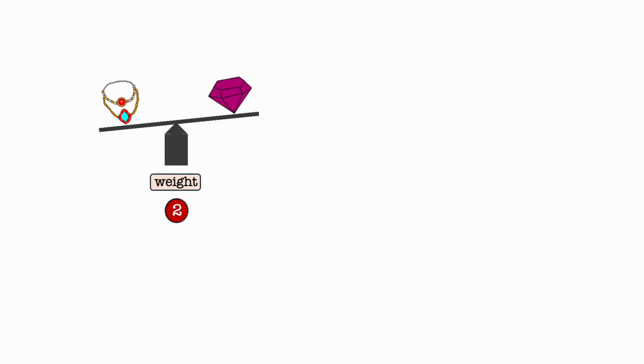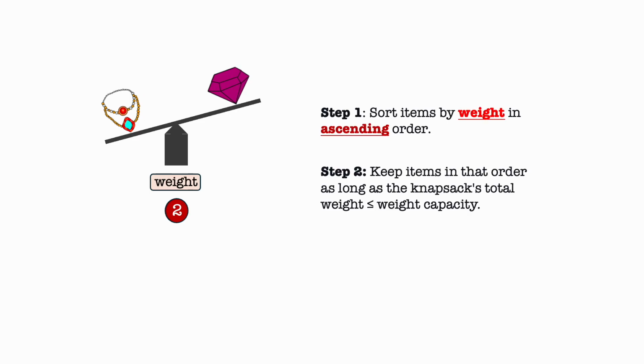Let's design the second greedy approach considering weight. This approach has two steps. In the first step, we sort items by weight in ascending order. In the second step, we keep items in the order obtained from the first step until the sum of the weights of the kept items in the knapsack is less than the weight capacity of the knapsack.